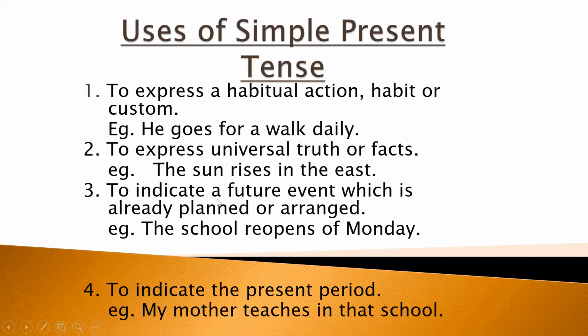Next can be to indicate a future event which is already planned or arranged. It can also be used for a future event, but only that future event which is already planned and is going to happen in the coming future, like the school reopens on Monday. Here it is fixed that the school is going to reopen on Monday. It's already planned or arranged. So, we can use first form of the verb plus s, reopen plus s becomes reopens. So, here also we can use simple present tense.